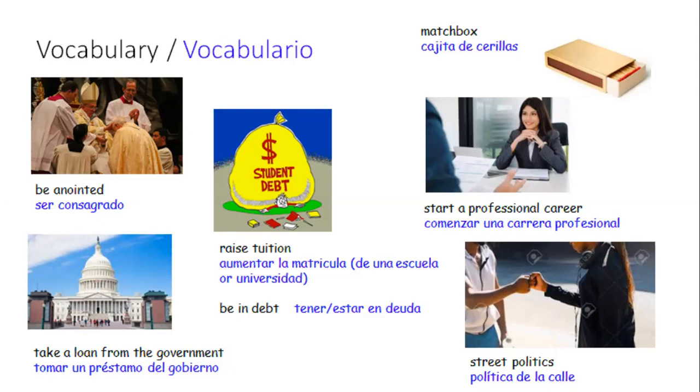Okay, so let's look at some other words that are going to come up in our passage. Look at the picture of the boy being crushed by the yellow sack of money. Does everybody see that? Can everyone say student debt? Let's say it again, student debt. Okay, that B in debt is silent. We don't pronounce that B.